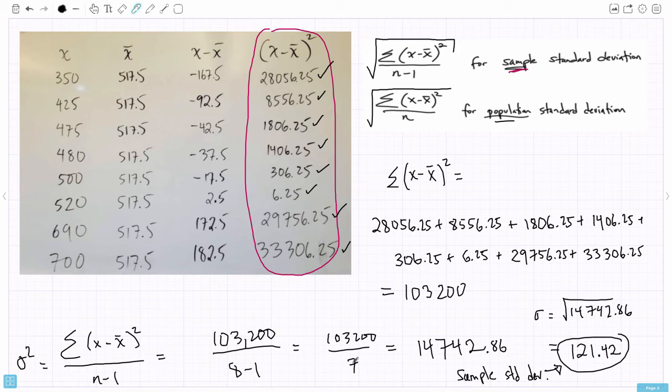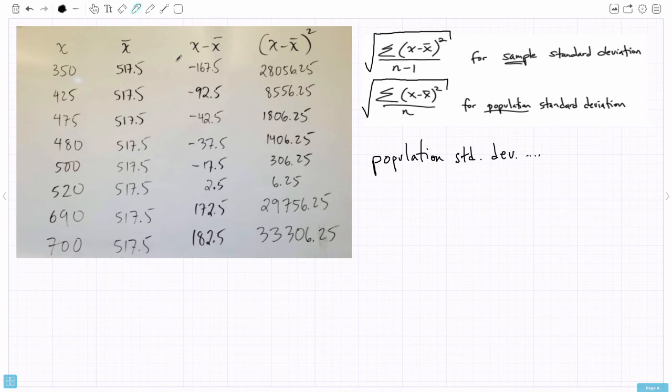Everything will be the same except I just divide by 8. That's the only difference. I'll divide by the total number of values instead of one less than the total number of values. I'll talk about why that is in a minute, but let's just work through that calculation. Okay, I'm going to talk through the steps of finding the population standard deviation.